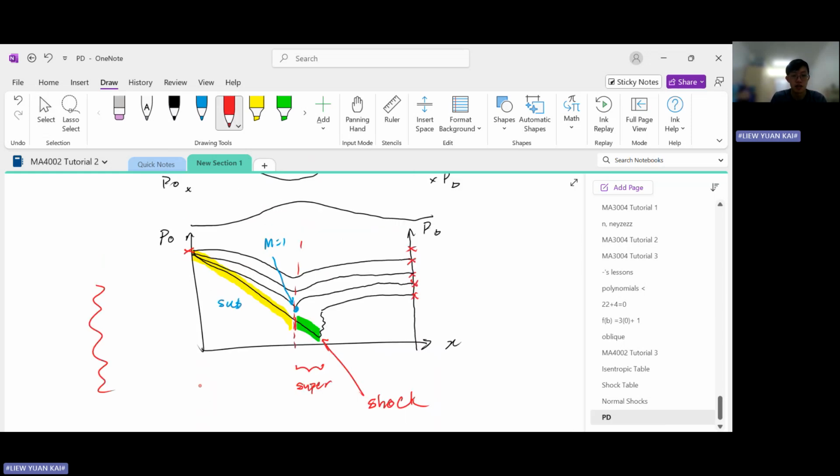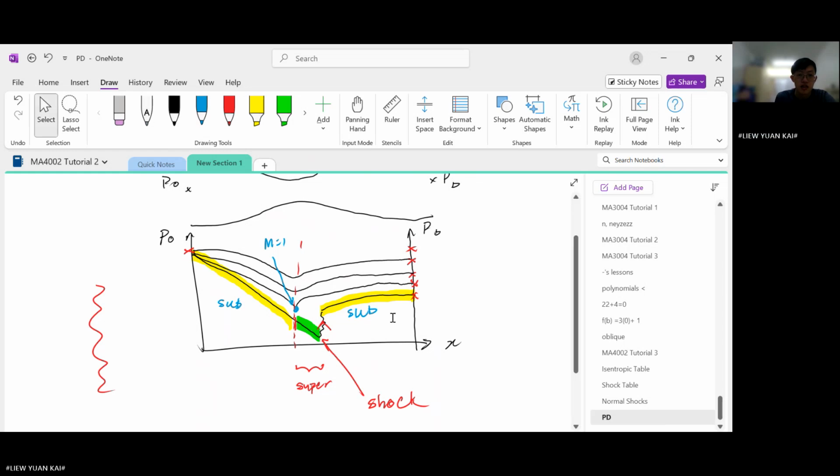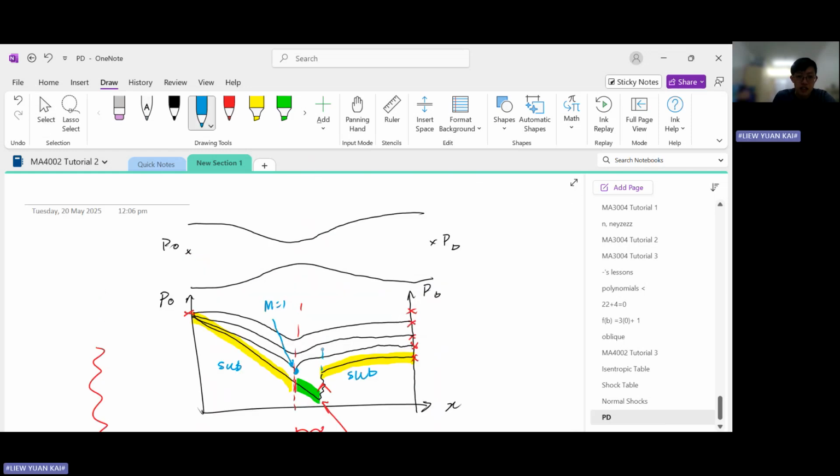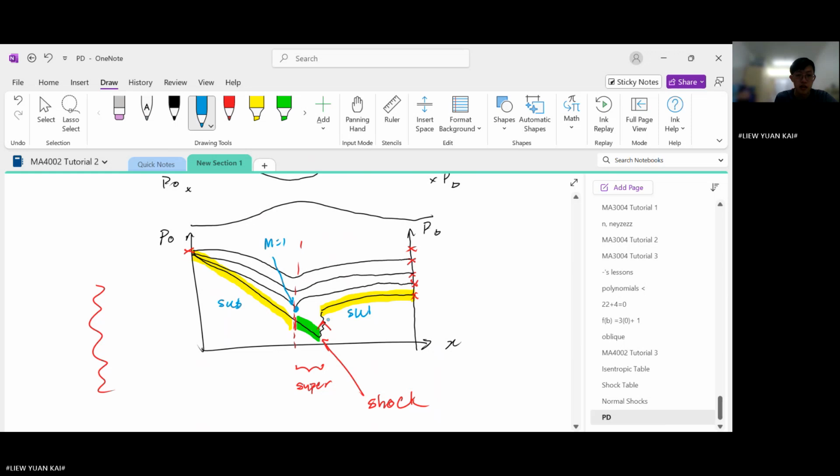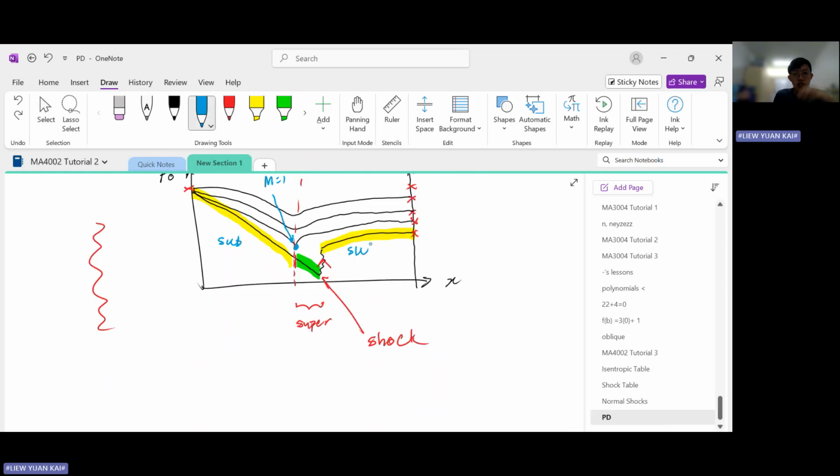Remember that the vertical axis represents pressure. So you see, the shock causes a sudden increase in pressure. Your pressure suddenly jumps from here to here. And then after the shock, this will again be subsonic. So in this situation, the shock will be somewhere like that. So that's how a shock normally looks.